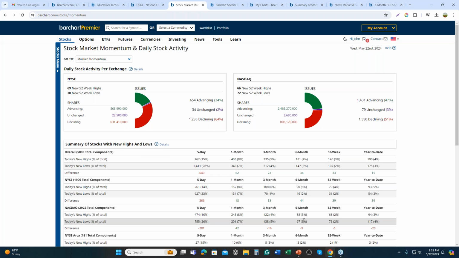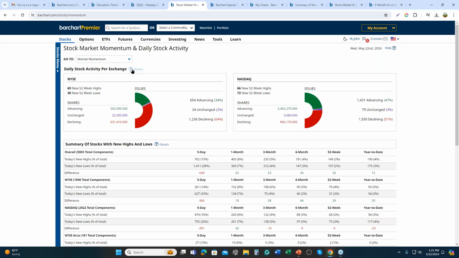Now, major bottoms and reversals can be confirmed if, immediately following our 90% down day, we have a 90% up day, or we have multiple back-to-back 80% up days.